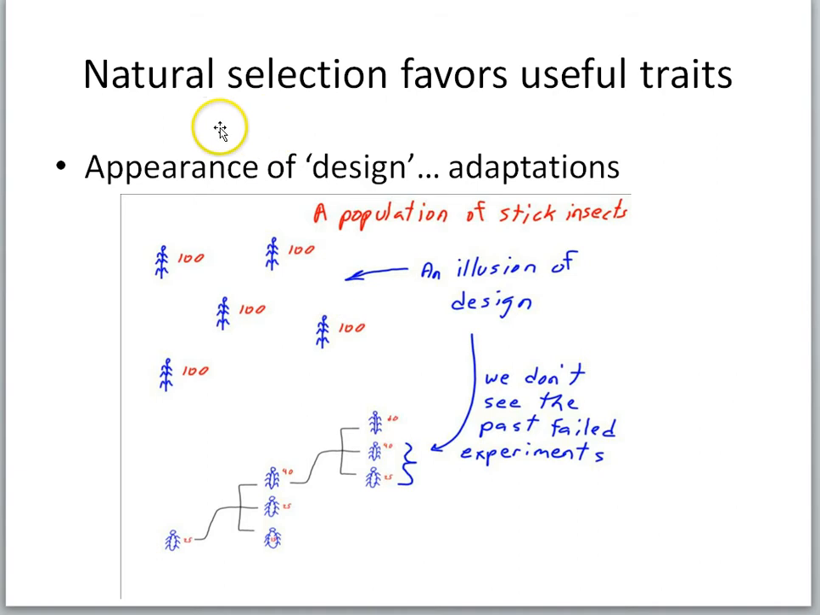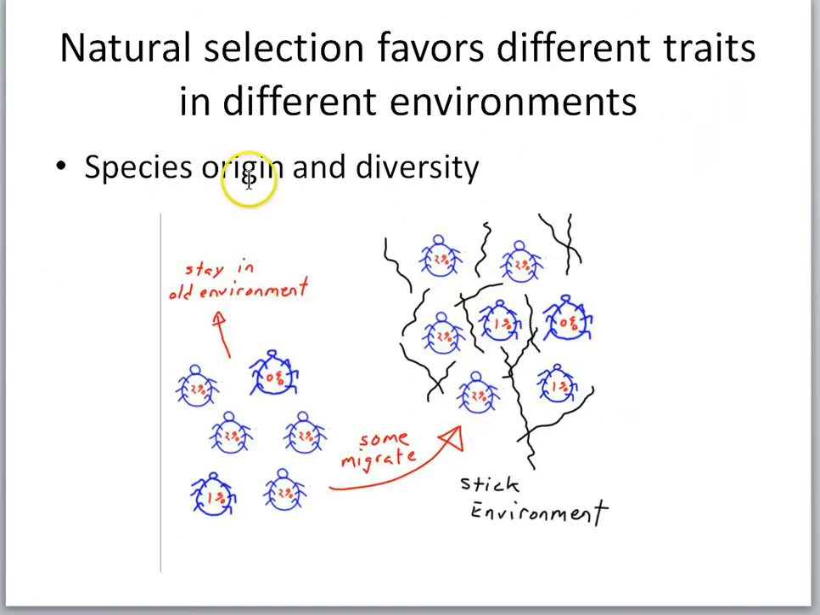So for Darwin, natural selection explains adaptations because natural selection produces adaptations. It's favoring those useful traits that we call adaptations. What about species origin and diversity? Well, natural selection favors different traits in different environments.